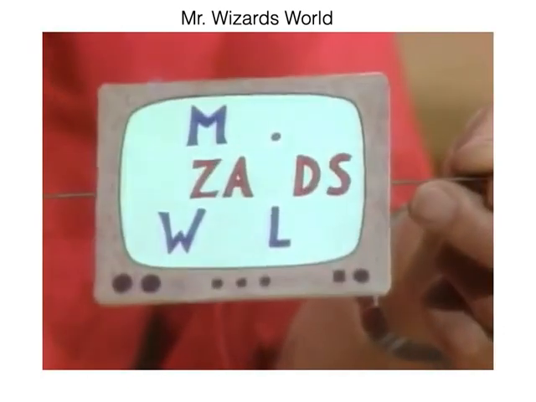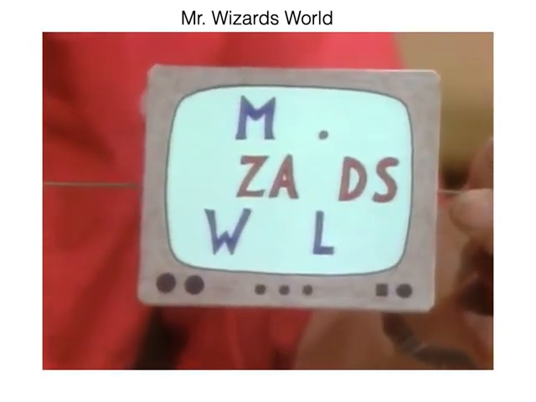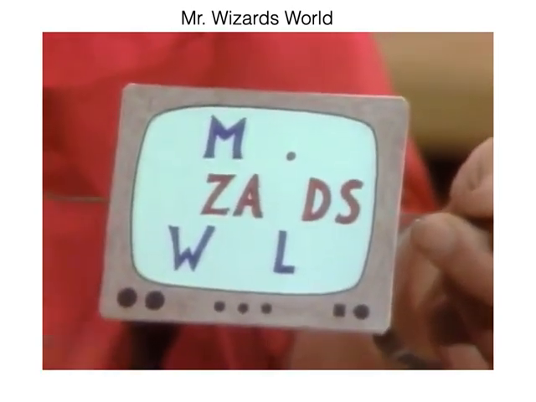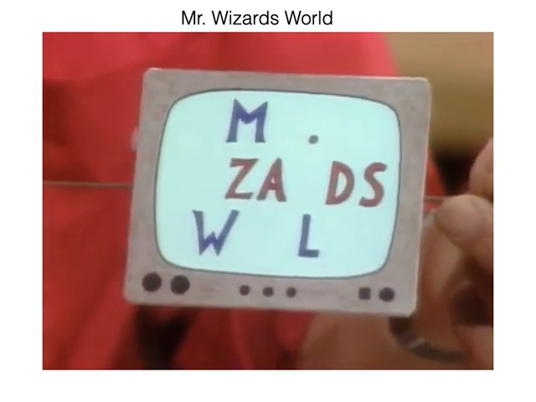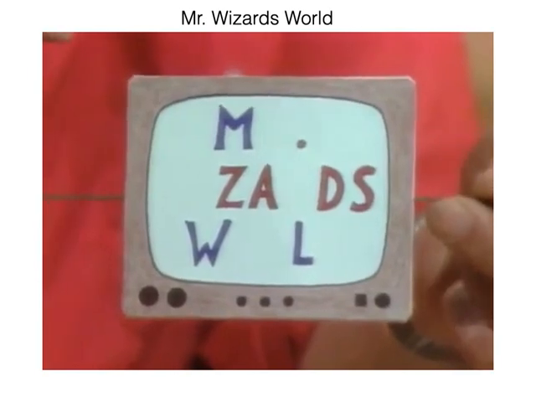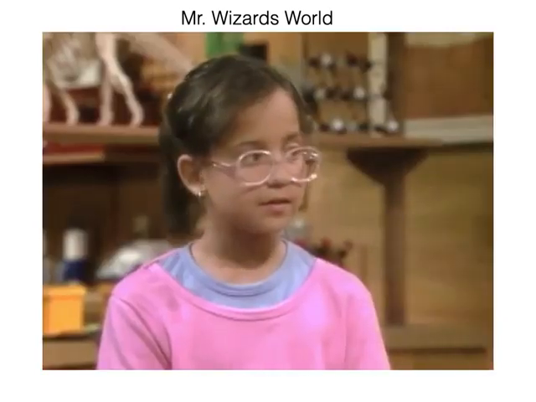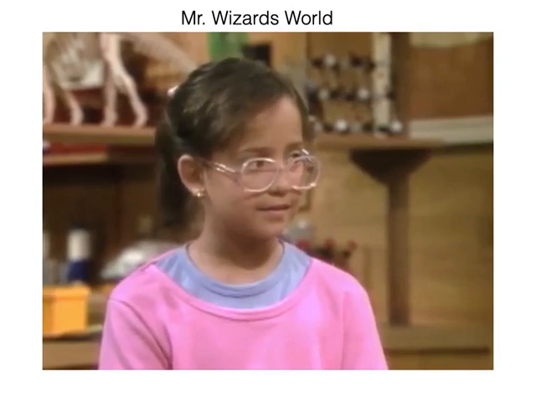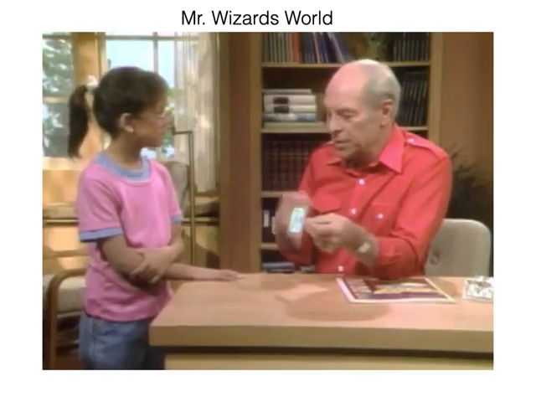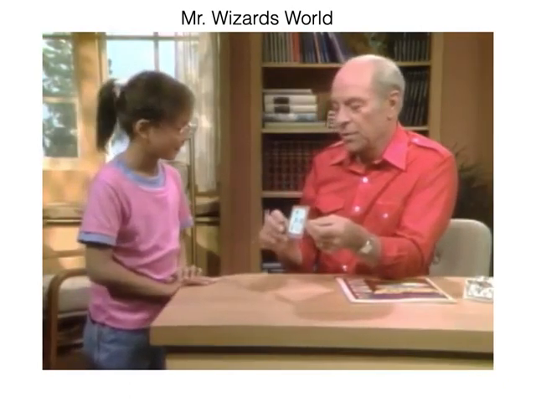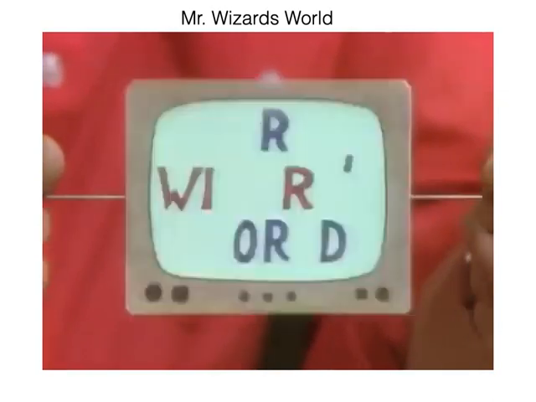Now, if I turn this over on this side, it says M period ZADS WL. Okay. Well, the light from the light bulb or the light that's reflected from here is going into your eye and being registered on your brain. It takes about 1/10 of a second. Now, remember when I was swinging the light bulb, you saw a streak? Watch what happens when I spin this. Oh, neat. What do you see? Mr. Wizard's World. Now, why?